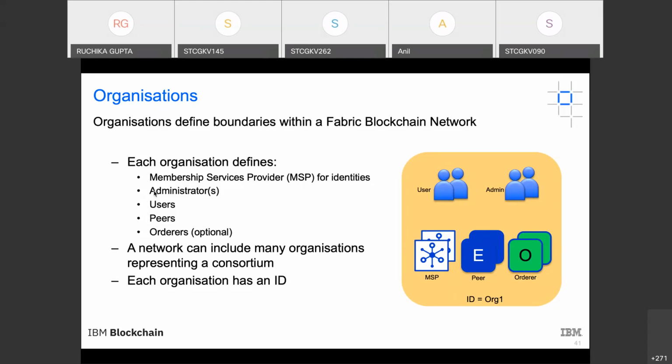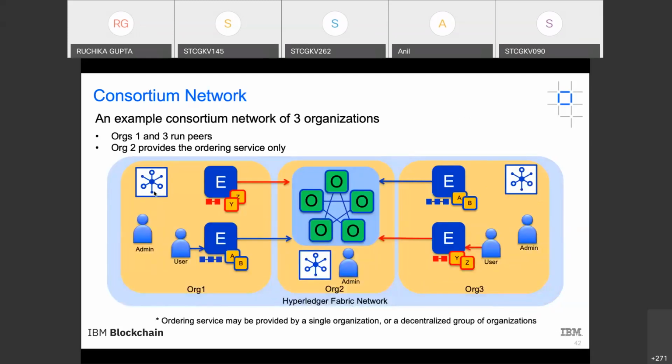So there are no fraudulent ordering nodes which have come onto the network and who are cutting wrong blocks and then sending them to you. So that way a network will have many organizations, which we call a consortium, and each organization will have its own ID. So generally this is how it would look. This is an example. I have org1, org2, and then the third one, org3.